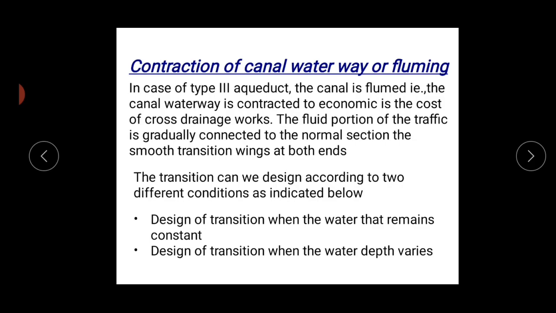Here they can be designed under two different conditions. One is the design of transition when the water depth remains constant. Another one is the design of transition when the water depth varies. First we'll go for the first design, that is when we consider the water depth remaining constant.